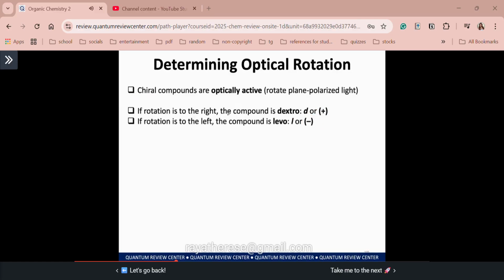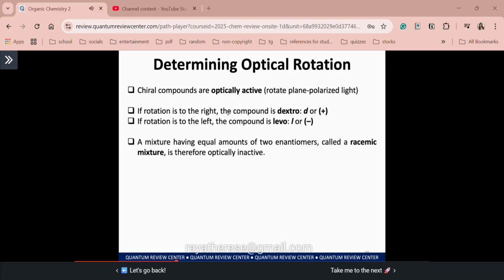Class, if that's the case, we have your racemic mixture. Okay, your racemic mixture contains equal amounts, so meaning 50-50 of your two enantiomeric forms, the dextro and levo forms. So that's why optically inactive siya because it will just cancel out the rotation of your plane polarized light. Ayan. So usually class, this is done through polarimetry experiments. Diba? I emphasize this again, through polarimetry experiments.